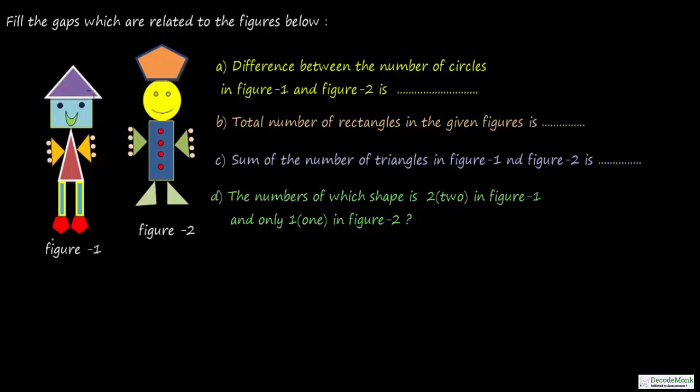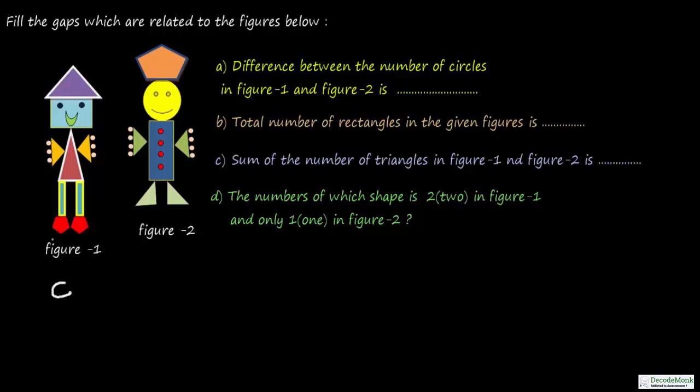Here you are given two figures, figure 1 and figure 2. Both are cartoons, and here you have been given four questions. Question number A: difference between the number of circles in figure 1 and figure 2 is. So you need to count the number of circles in both figure 1 and figure 2, and then find the difference between the number of circles.